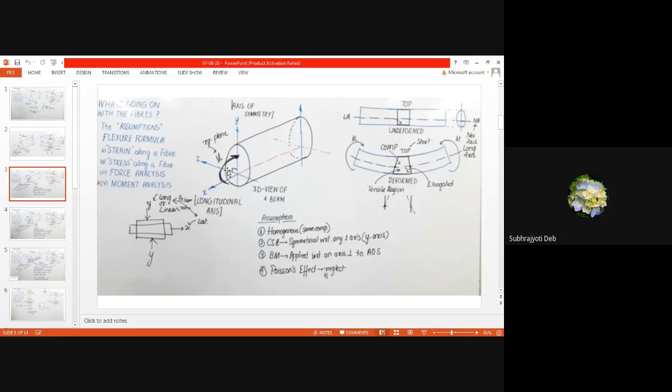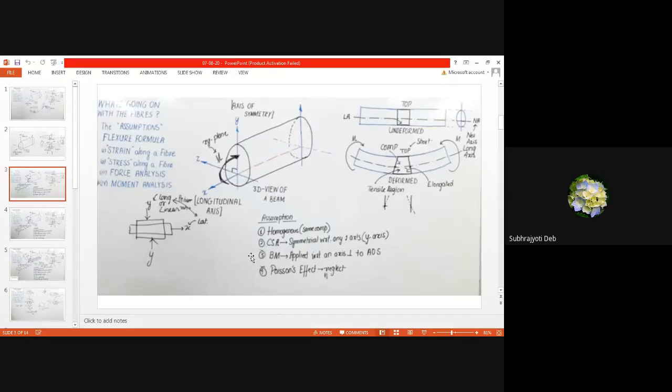axis, the z-axis. And in assumption 3, they are telling that it has to be perpendicular with respect to the axis of symmetry. So your y is your axis of symmetry, and it is perpendicular. Yes, see.